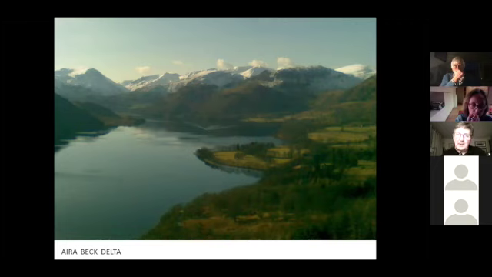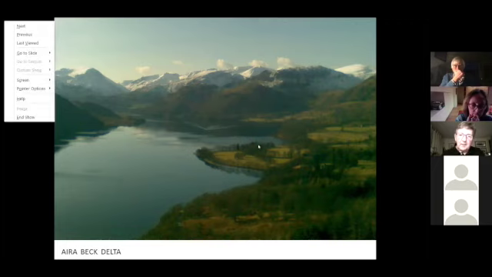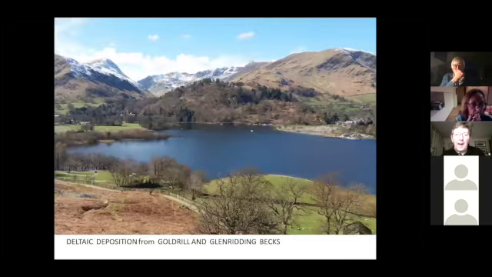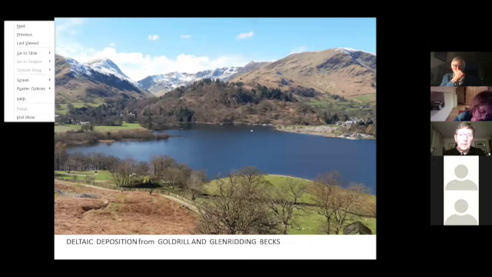Here, you can see down here, this is the Aira Force Delta, and it's building out into the lake. And that's happening all the way around, particularly at Aira Force and also down at Glenridding. Down at Glenridding, we've got the Goldrill Beck building out all this flat ground here. This is recently formed delta material that's building out into the lake. And here, the Glenridding Delta is also building out into the lake.